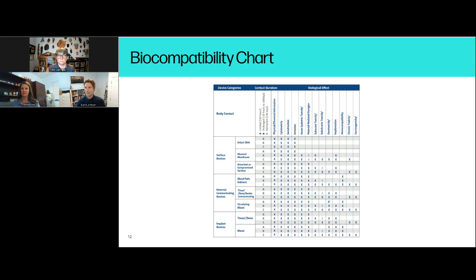All right, sounds good. So I will close up the biocompatibility. Meredith, is there anything to add? Anything that I missed, or a question I asked that I should have asked that I didn't?